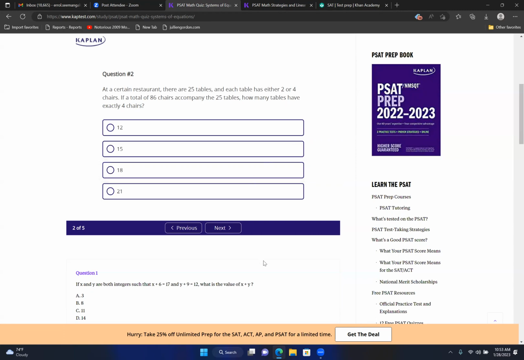How do you do that? So 25 tables total, and either 2 or 4 chairs. There's your table. There's 2 chairs, or 4 chairs. So how many of those 25 tables, if there's 86 chairs, so 25 tables and 86 chairs. How many tables have 4 chairs?